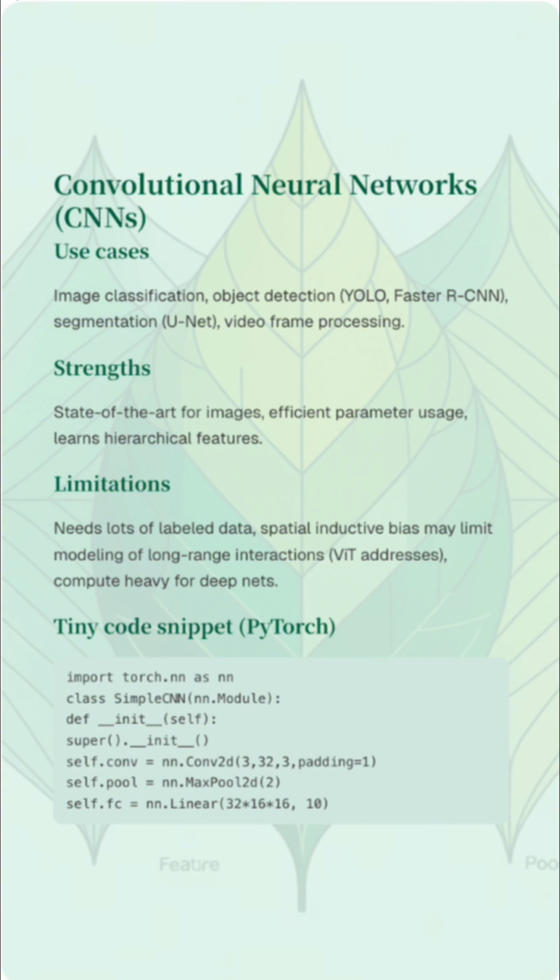CNNs are brilliantly designed for images. They're incredibly efficient. They learn features in a logical hierarchy, and for a long time, they were the undisputed state of the art. But they do have their challenges. They're often data hungry, needing thousands of labeled examples. Their architecture, which is so good at seeing local patterns like edges, can struggle to understand the global context of an image. This is exactly why new models like vision transformers have emerged. And of course, building deeper and more powerful CNNs comes with a significant computational cost.